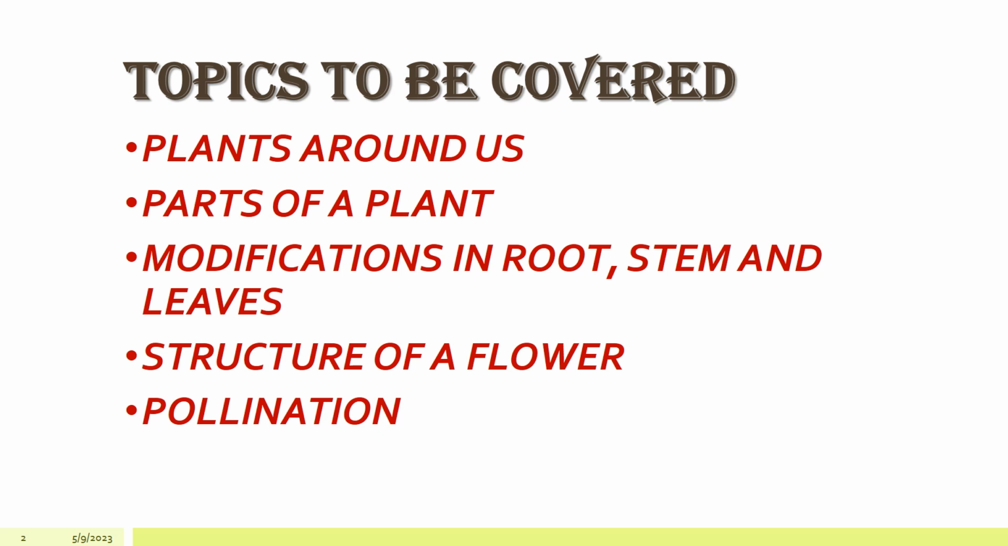we will be discussing different plants around us. We will also discuss the parts of a plant. The modifications of root, stem, and leaves will be discussed also with you. Then we will be getting to know the structure of a flower. Finally, we will be studying about pollination. Okay, so I hope you will be enjoying the chapter with me, right? Let's start the topics one by one.